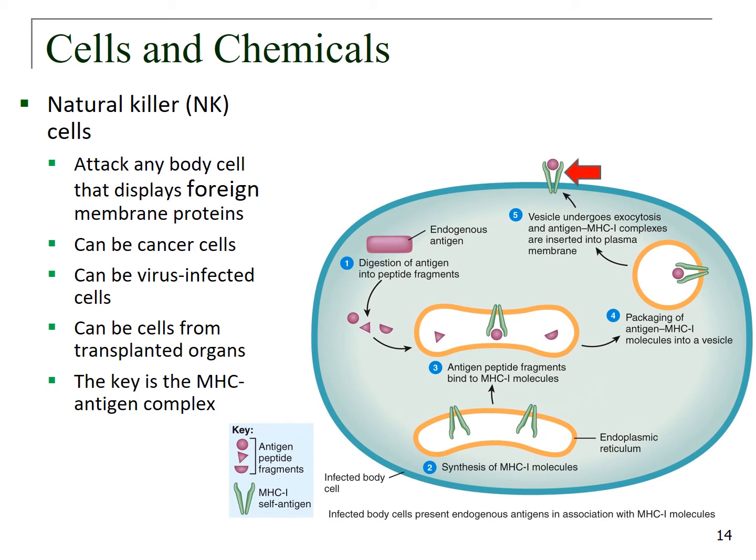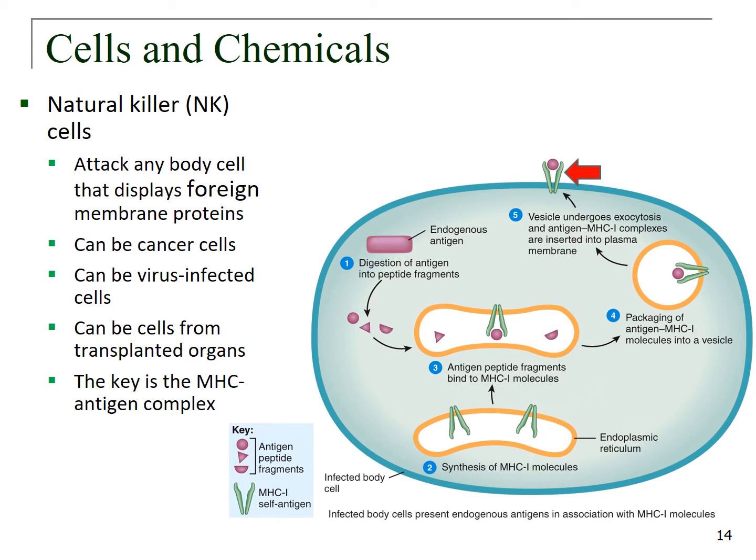If it detects an abnormal MHC1 protein, then what it's going to do is attack the cell. If there's no MHC1 protein at all, it's still going to attack the cell. So cells that aren't displaying normal proteins are going to be cancer cells, which have mutated proteins, and virally infected cells, which are displaying portions of the virus actually on their surface.